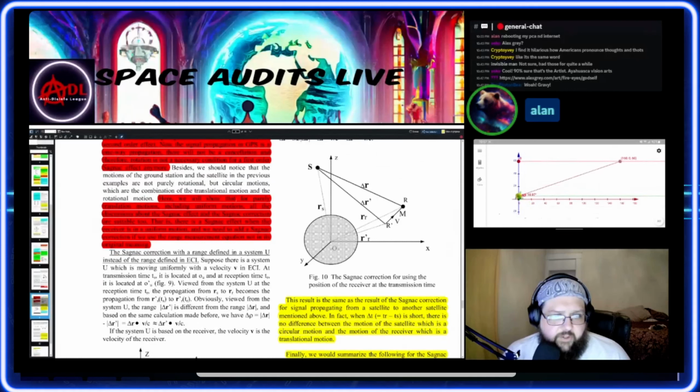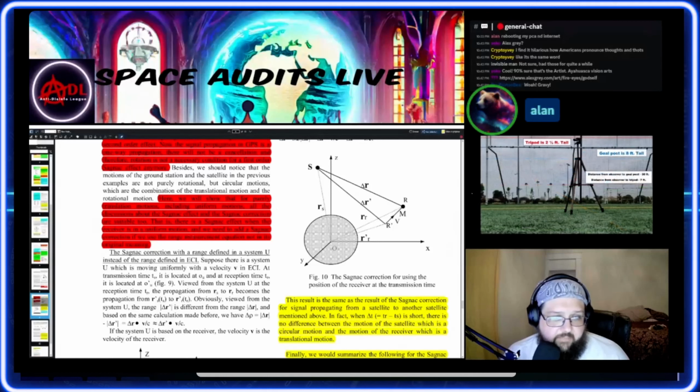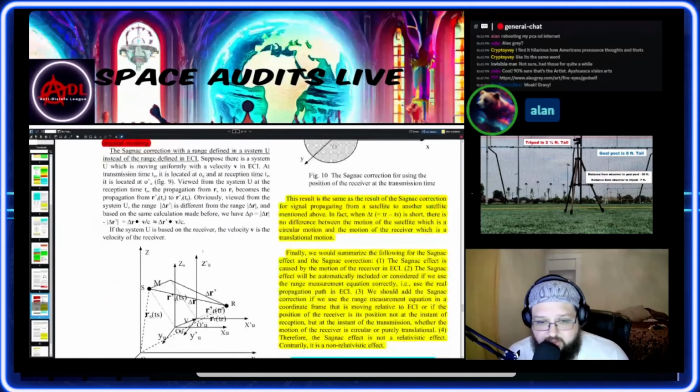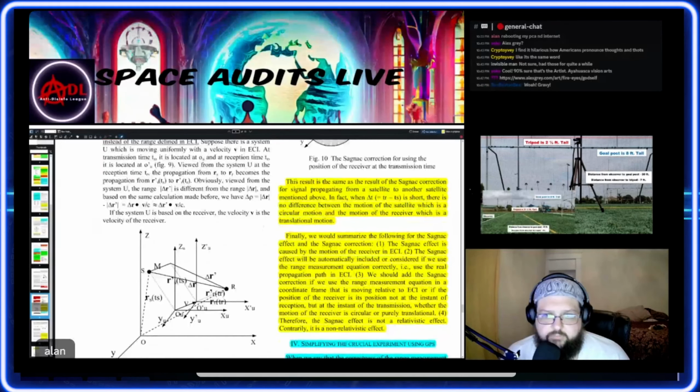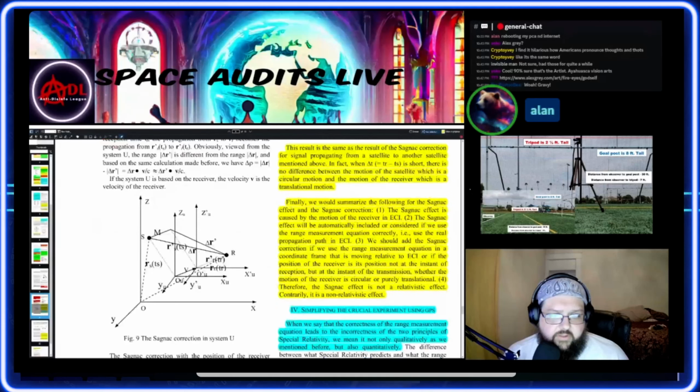Here we will show that for purely translational motions, including uniform motions, the discussions about the Sagnac effect and the Sagnac correction are suitable too. There is a Sagnac effect when the receiver is in uniform motion, and we need to add a Sagnac correction if we use the range measurement equation not in its original meaning. And again, not in its original meaning would be the Google Earth coordinate system. So let's see the Sagnac correction. Define u. Okay, so it just goes on about that.